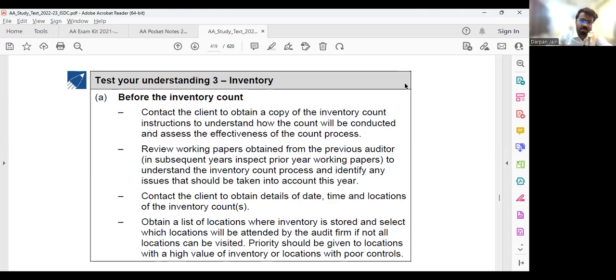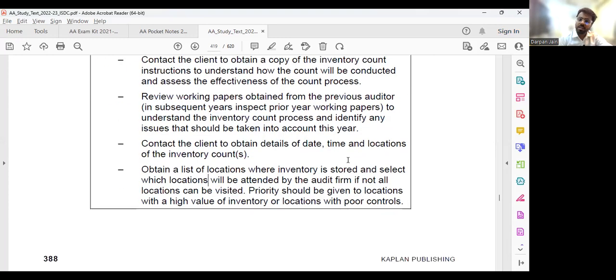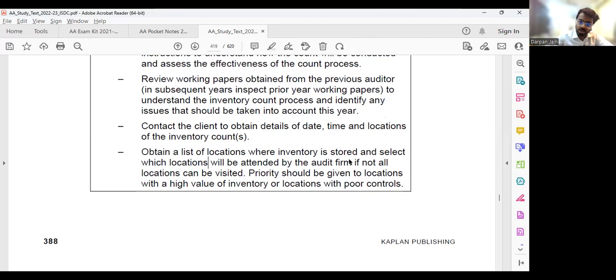Next, obtain a list of locations where inventory is stored and select which locations you will attend. Because it might be possible that you, as an auditor, might not be able to attend the inventory count at all the locations. Let's say Reliance Industries will have thousands of locations, thousands of Reliance stores. So you'll have to select which stores you are going to attend the inventory count at.